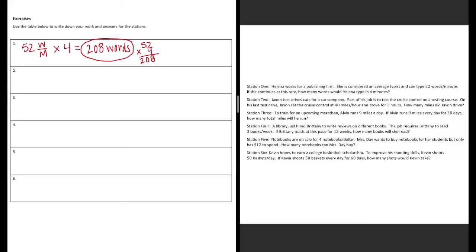So he sets the cruise control at 48 miles per hour, and he does that for 2 hours. So 48 times 2. 2 times 8 is 16. Carry the 1. 2 times 4 is 8. Plus 1 is 9. So that would be 96 miles in 2 hours.